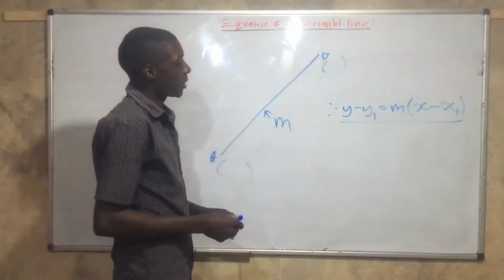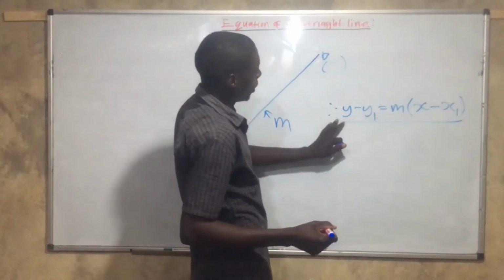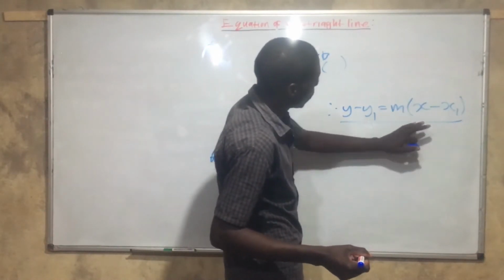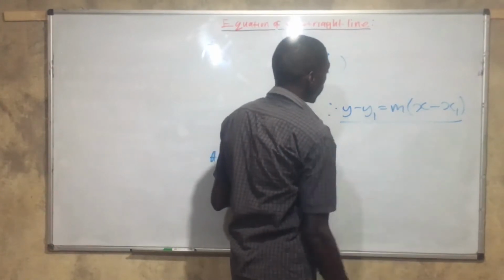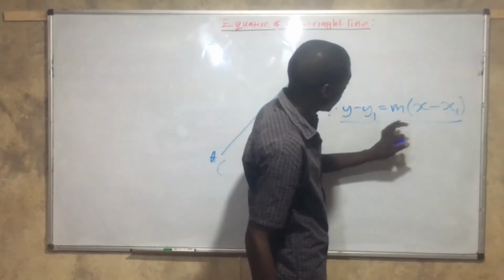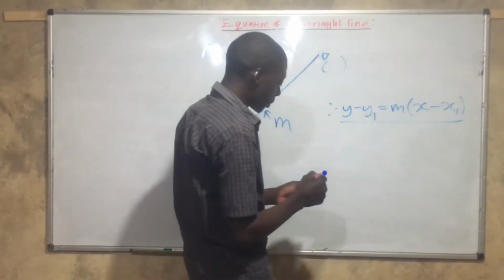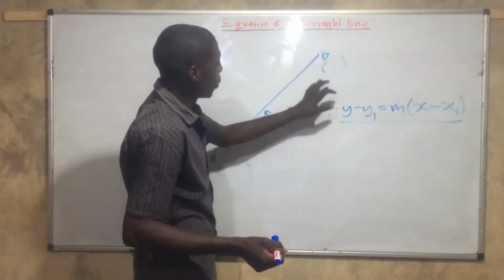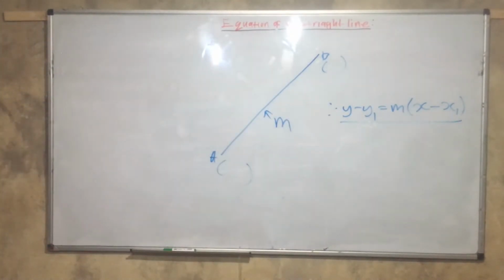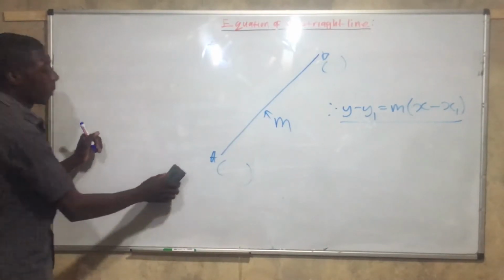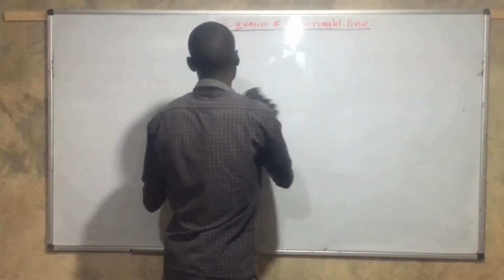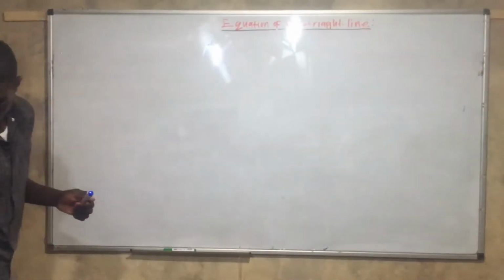Under this, as we can see, we have the variables x, y, and m. The m stands for the gradient, and x1 and y1 stand for the coordinates of the given point. So that is the formula that we use to find the equation of a line. We are going to look at an example of finding the equation of a straight line.